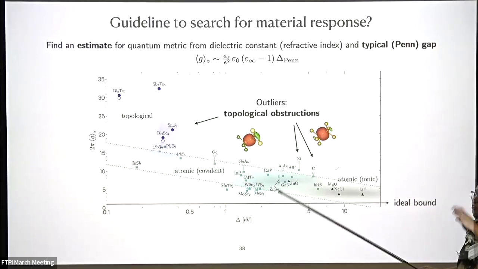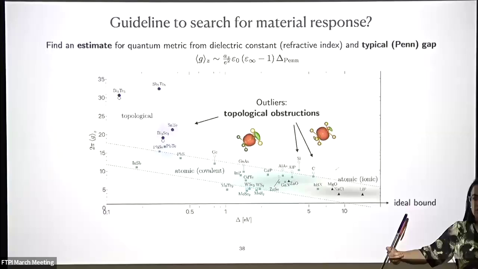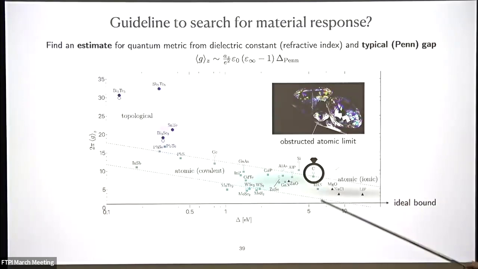Even if they have a very large gap, they're still delocalized because symmetry imposes so. So they're still covalent. And this is what happened. The reason why, even though diamond is transparent, so you wouldn't really expect any very large refractive index, but diamond is transparent. But because of this atomic obstruction, it has a very large refractive index compared with everybody else. And that's why diamonds are shiny because of that, which is really cute, I think.